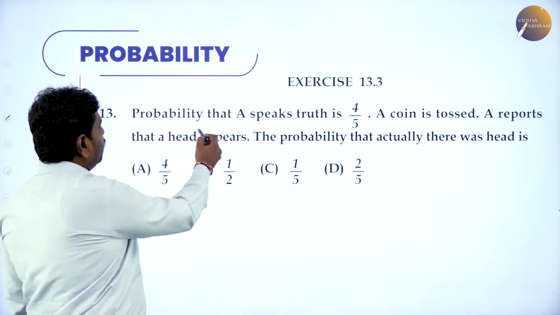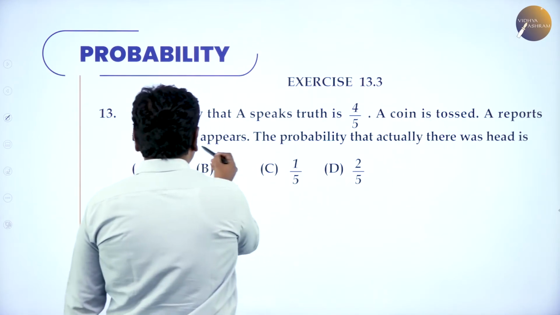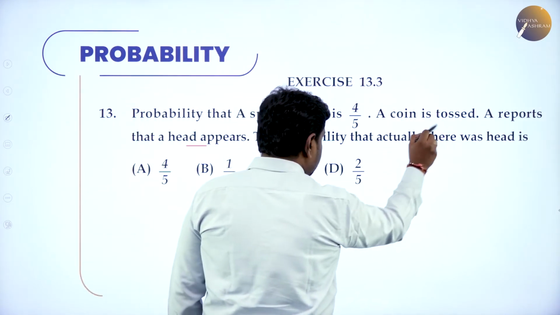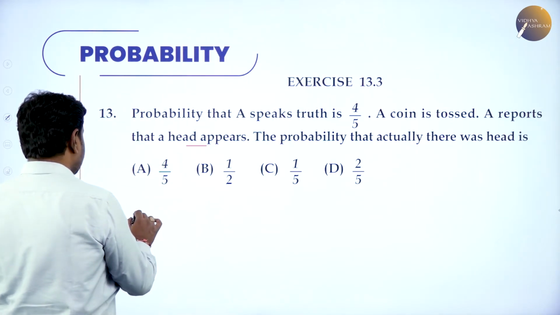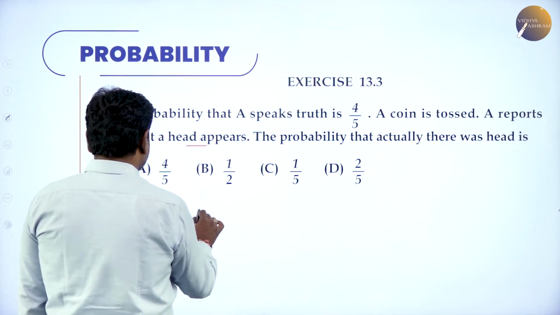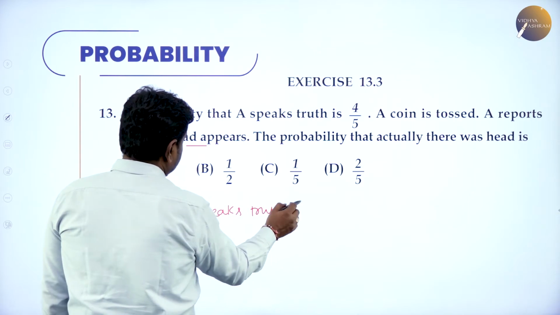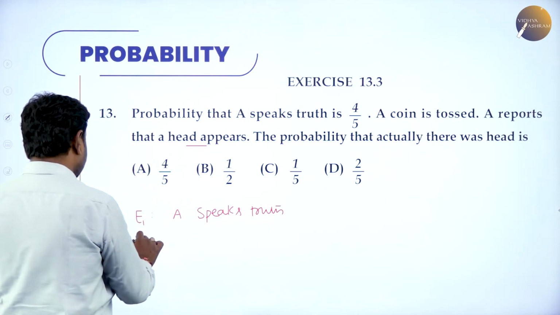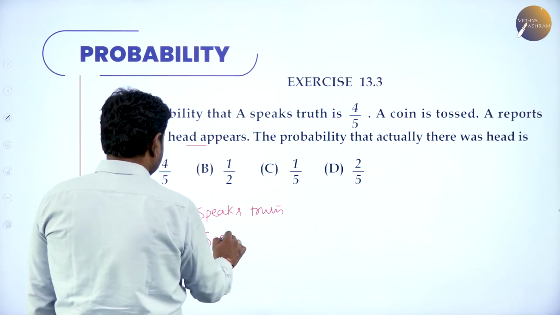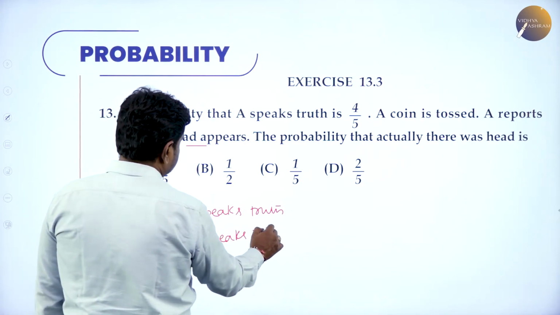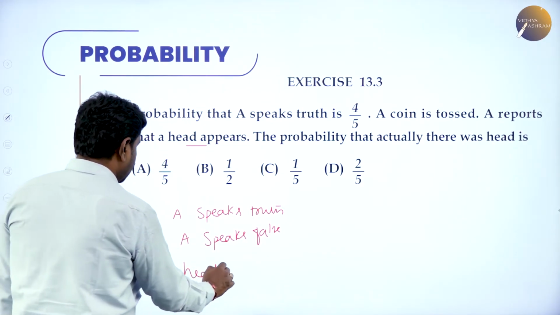Now probability that A speaks truth is 4 by 5. A coin is tossed. A reports head appeared. The probability that actually it was head. So divide them into events. Event E1, A speaks truth. Event E2, A speaks false or does not speak truth. Event E, head appeared, head occurs.